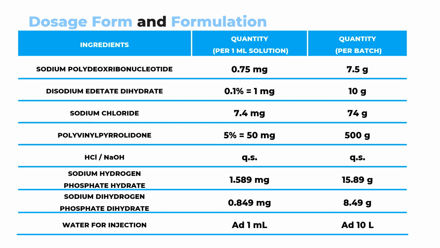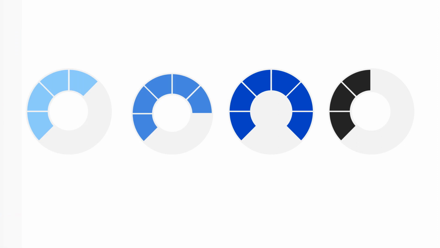Here is the list of ingredients we propose for Rian eye drop. We will explain the functions and reasonings for using these ingredients in the next slide. In this table, we include ingredients quantity per unit as well as quantity per batch.